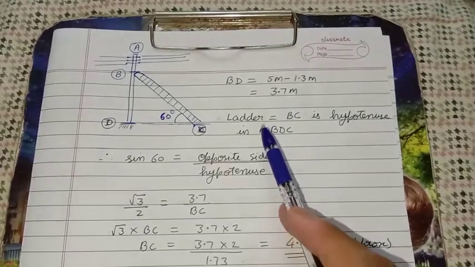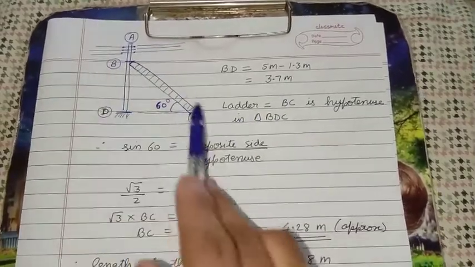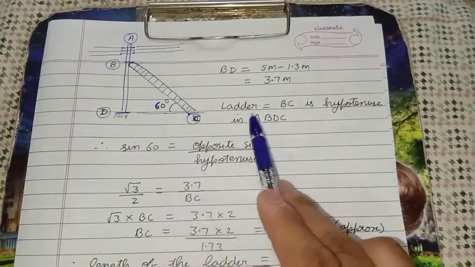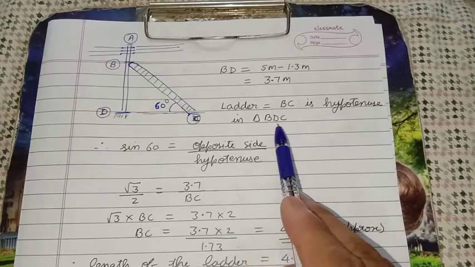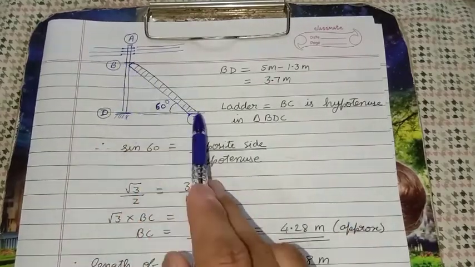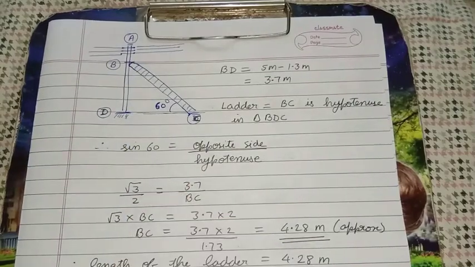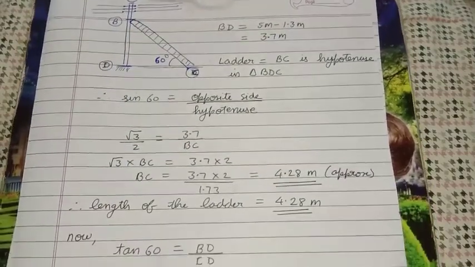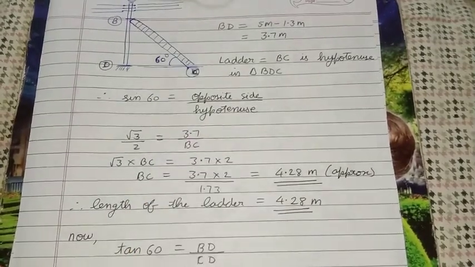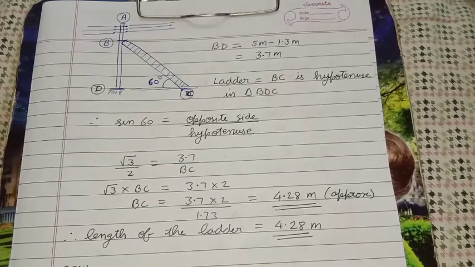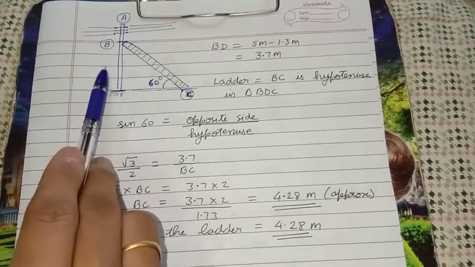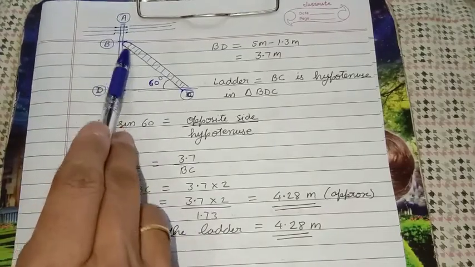Okay, now the next part is the ladder. Can you see this ladder is inclined over here and this angle is 60 degrees. Okay, so the ladder BC is the hypotenuse in triangle BDC. Can you see the triangle BDC? This forms the hypotenuse. This is 90 degrees. Okay, now if I use the ratio sine of 60, sine of this angle. Now what is the definition of sine of any angle, sine theta? It is opposite side upon hypotenuse.